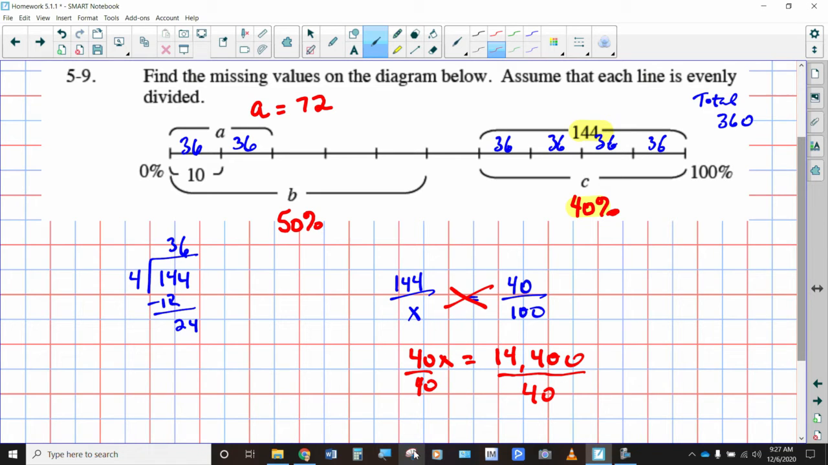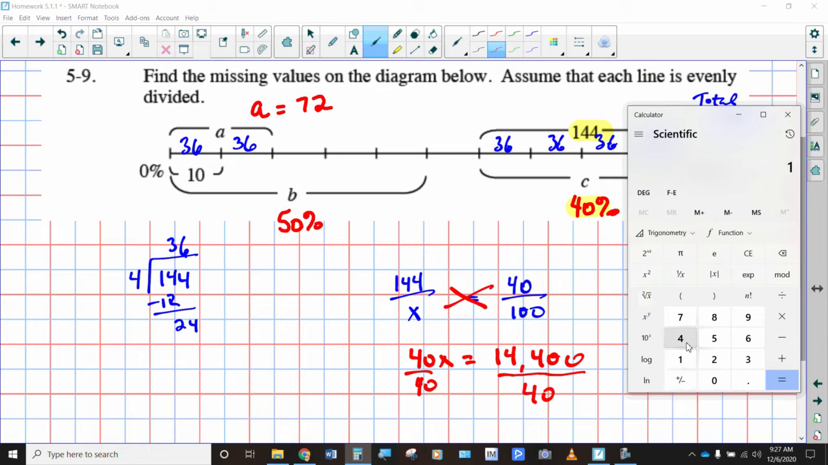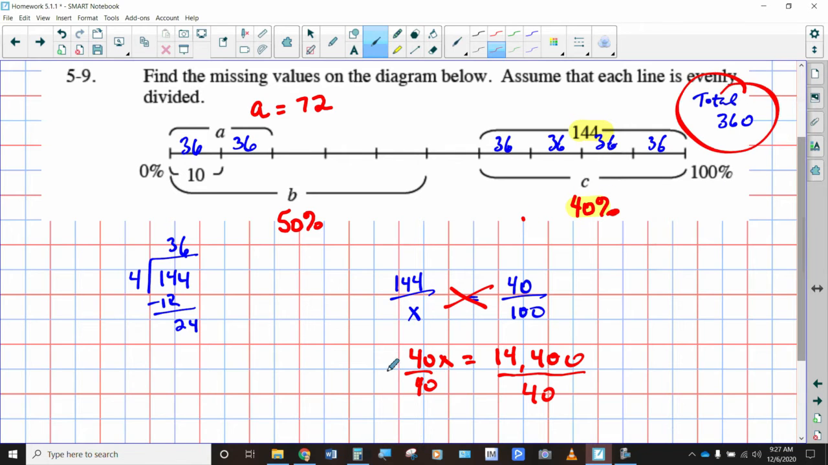Okay. So let's go ahead and use the calculator. 14,400 divided by 40, 360 is the answer. That's what we thought it was supposed to be. Okay. So there are a number of different strategies that can be used. And using a diagram to analyze the situation is one way of doing it. Setting up the percent proportion is another way of solving these problems.